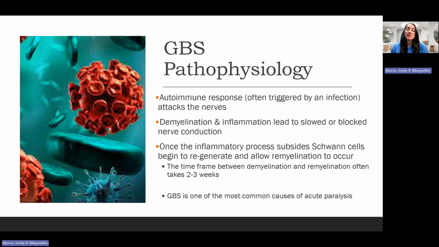Demyelination and inflammation leads to slow and blocked nerve conduction. Once that process subsides, the Schwann cells can regenerate and they can remyelinate and recover. The time frame between demyelination and the beginning process of remyelination is typically at least 2 to 3 weeks, and Guillain-Barre is one of the most common causes of acute paralysis. One of the major concerns with Guillain-Barre is the muscle weakness that affects their respiratory muscles, which then can make it life-threatening. So most people with Guillain-Barre will be hospitalized. Some may even at some point be placed on a ventilator because of respiratory muscle failure.